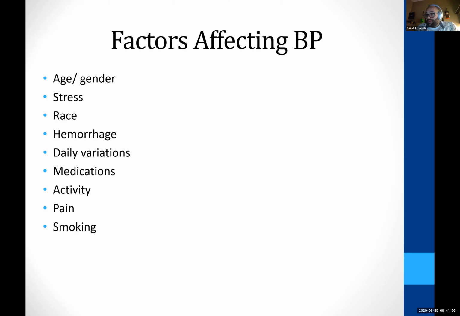Pain, acute pain tends to increase blood pressure. Again, doesn't have to. And chronic pain tends to lower blood pressure. Again, doesn't have to. There could be no change as well.